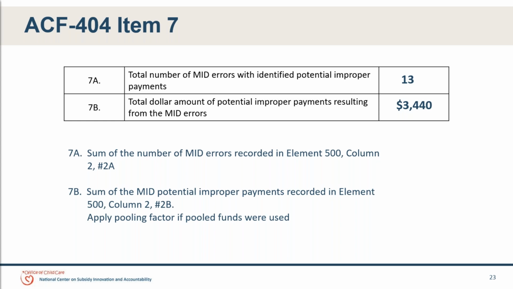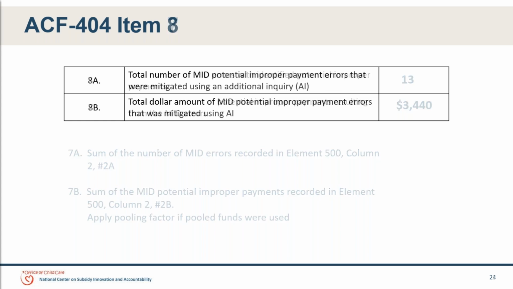Also, a quick note about the pooling factor. This is a new requirement this cycle to make sure that you apply the pooling factor to certain items if you use one. The purpose of this is just to get a more accurate representation of the actual CCDF dollars that were in error. We'll talk a little bit more about the pooling factor throughout the webinar, but if you have any questions about how to apply it to these items, feel free to reach out to us for some technical assistance. We're happy to help with that.